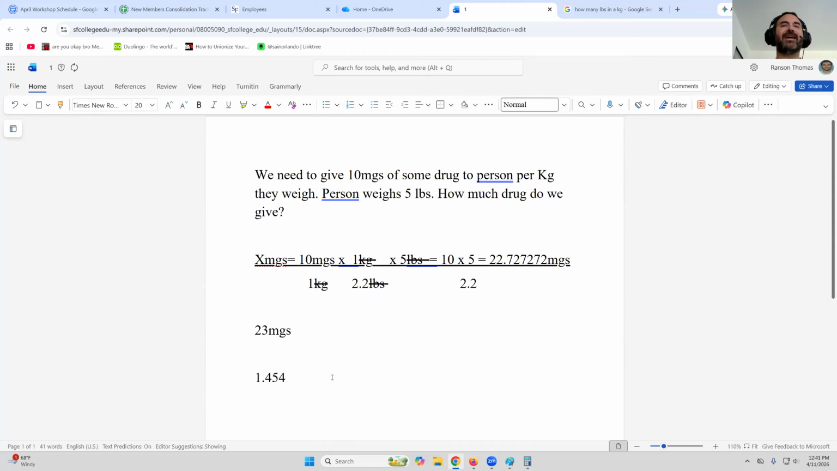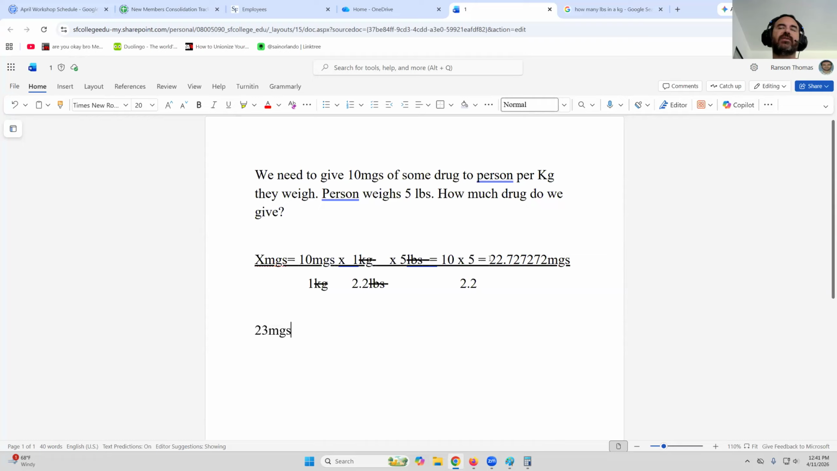We don't go back, because you could have a number that goes on forever and ever, and you're like, well, okay, but this number changes that number. No, this is 1.4, right? 1.45. It's less than 1.5, so we round down, not up, right? So again, not to confuse you, but this is 22.7. We say that the answer is now 23 milligrams.